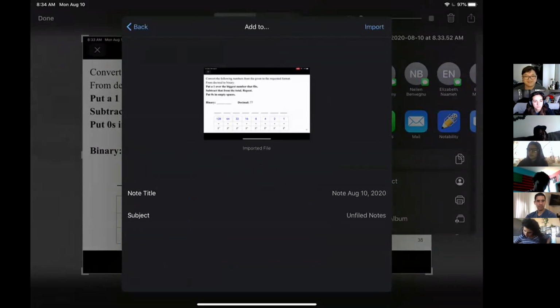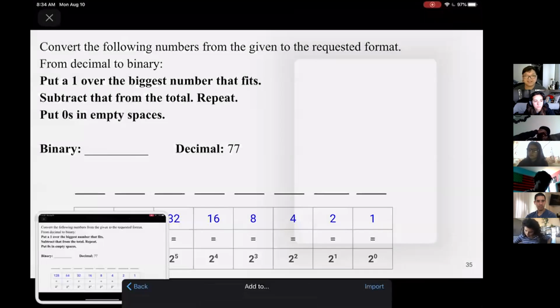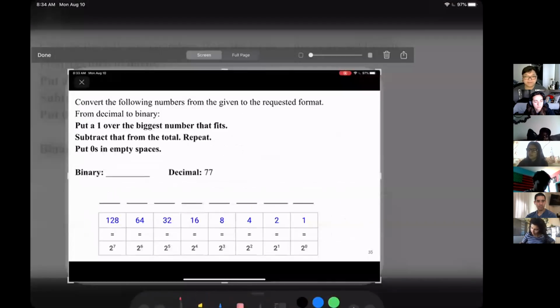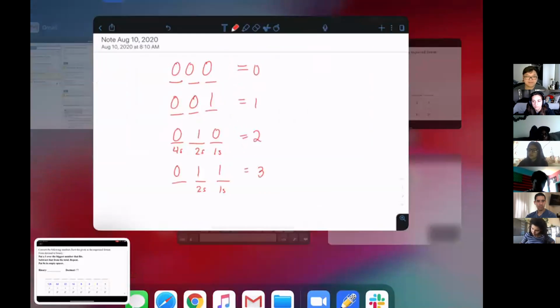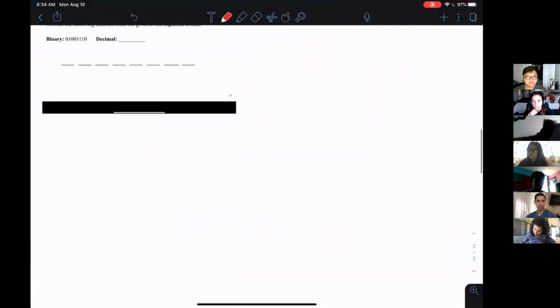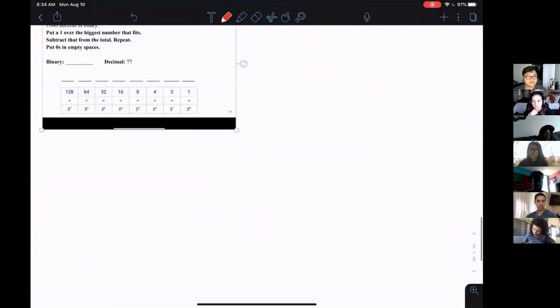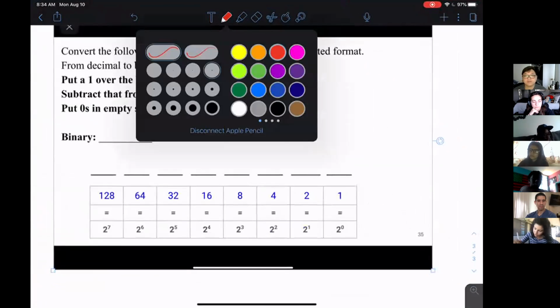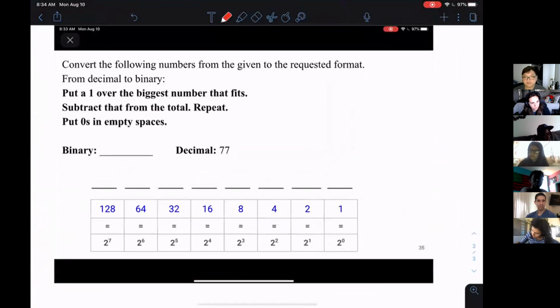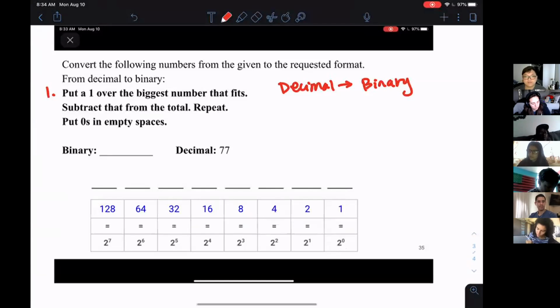Okay, please write down the steps that you see here. You can't see any steps because I'm working on this. Okay, there they are. So step 1. What you should write on your paper right now is this, decimal to binary. So now we're going backwards. Here are the steps. Step 1, put a 1 over the biggest number that fits.